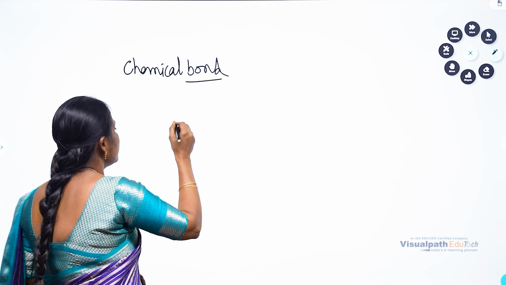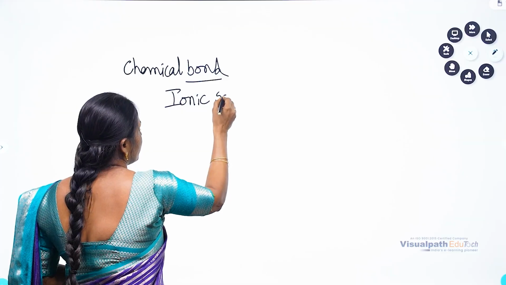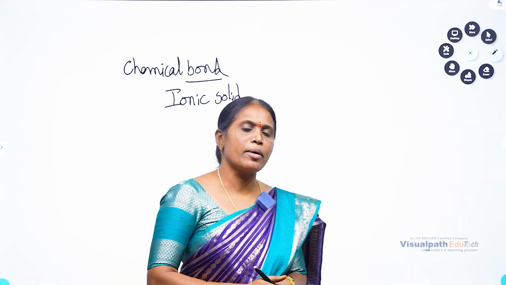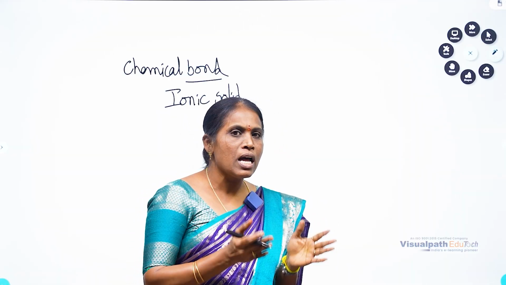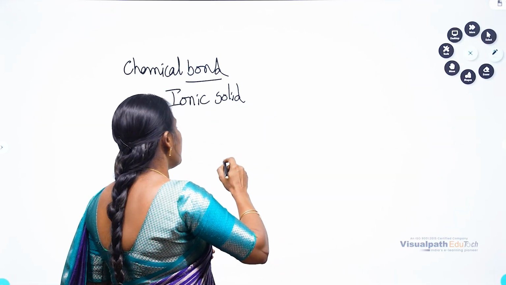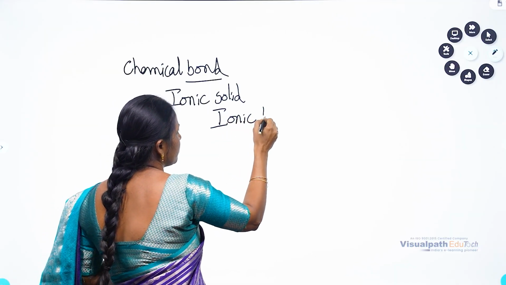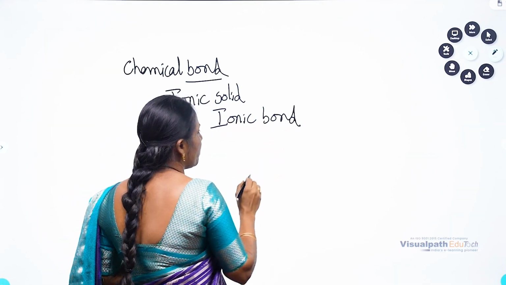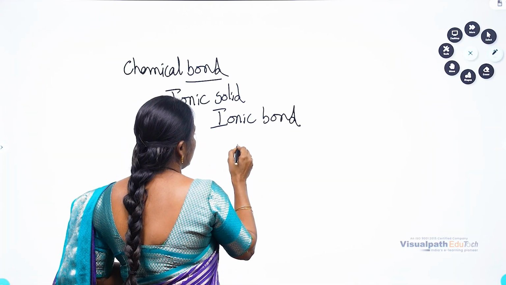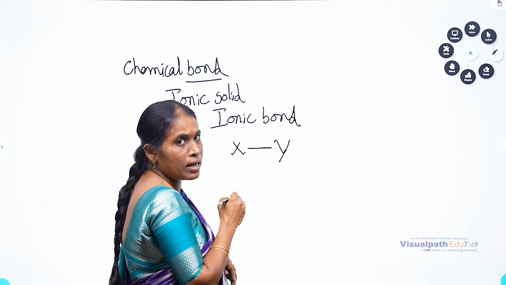In this chemical bond, we discuss the ionic solids. So what is an ionic solid? An ionic solid means a solid with ionic bonds. It is known as an ionic solid. What is an ionic bond? Ionic bond means the bond present in between two atoms. In between these two atoms, there is the ionic bond.